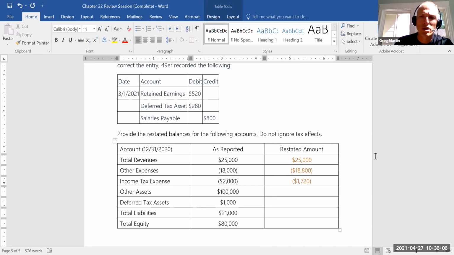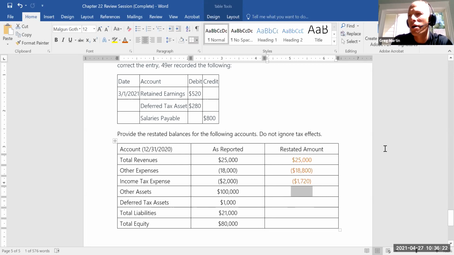But the answer is it would be 1,720. All right, notice that I have deferred tax assets and I have other assets. So this is saying all asset accounts other than deferred tax assets. What would be the restated amount?